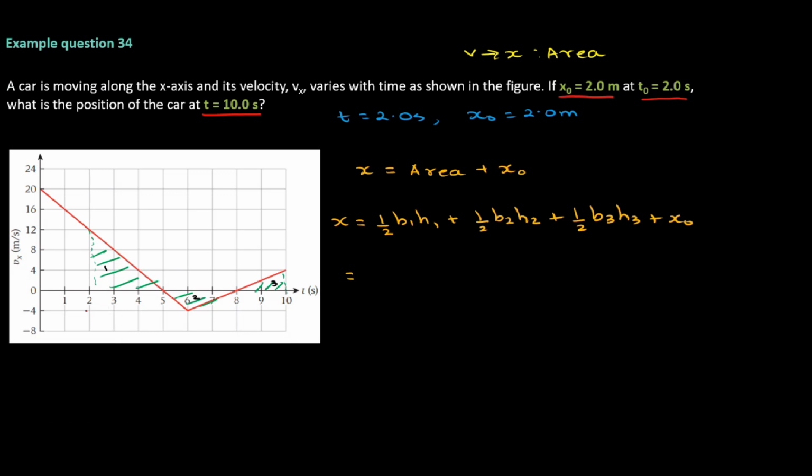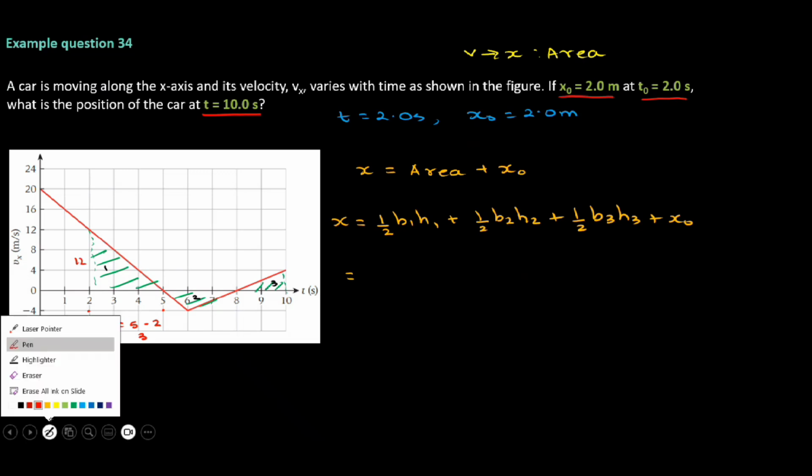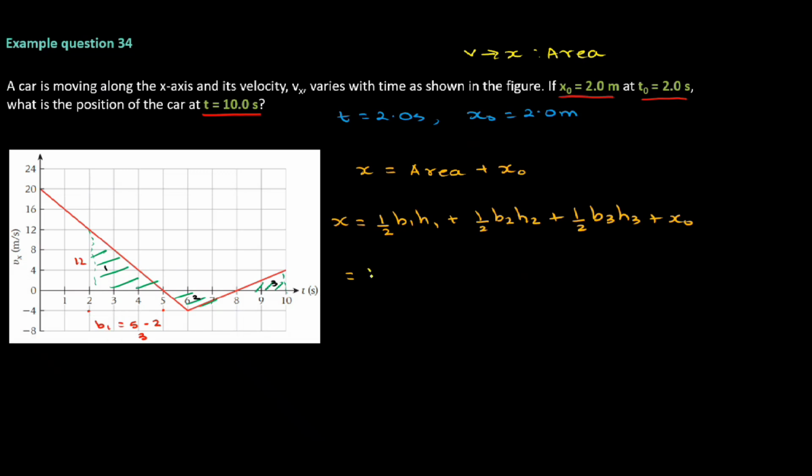Base of the first triangle is going from 2 seconds to 5 seconds. So my base B1 will be 5 minus 2, which is 3 seconds. Height of the first triangle is 12 since we are going from 0 to 12. So we can write that here. Half times B1, which is 3, times H1, which is 12, plus half.